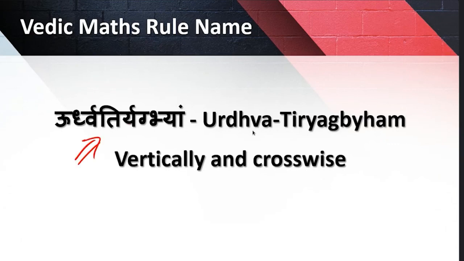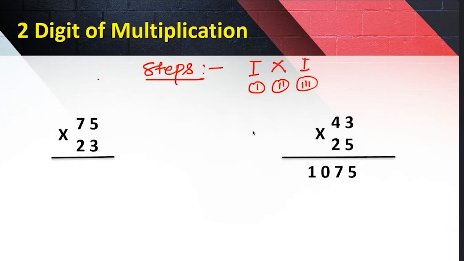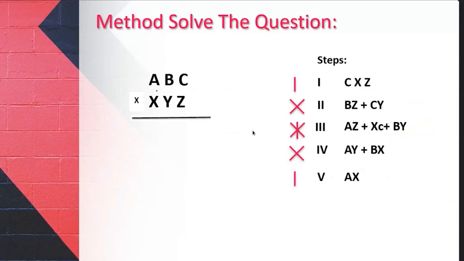Completed. So you can see here that this is a 2-digit number, and this is also a 2-digit number. The steps are what? Vertical, cross, vertical. So first you multiply this, then you multiply this one, and then you do the multiplication. Now I'm going to discuss 3-digit multiplication.